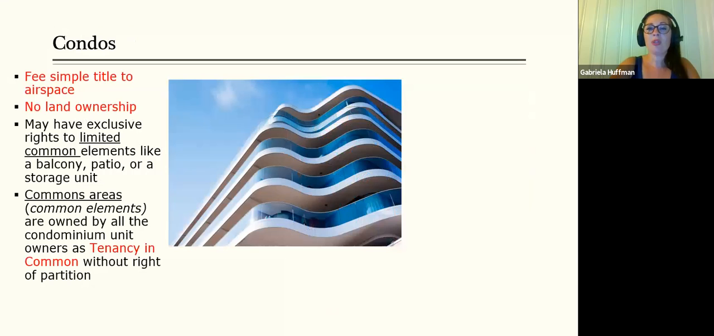Condos, you have fee simple title to airspace. What this means is your unit is up in the air, so you have walls in title to that space. The difference between condos and townhouses is that with condos, you do not own the land that it sits on. You may also have exclusive rights to limited common elements, such as your personal balcony or assigned storage space or parking space. Common elements, also called common areas, are owned by the condominium unit, and each owner of the condominium unit owns it as tenancy in common.